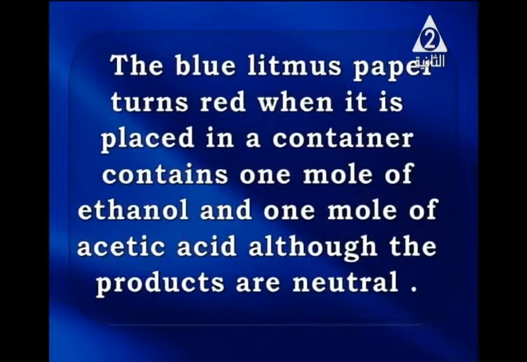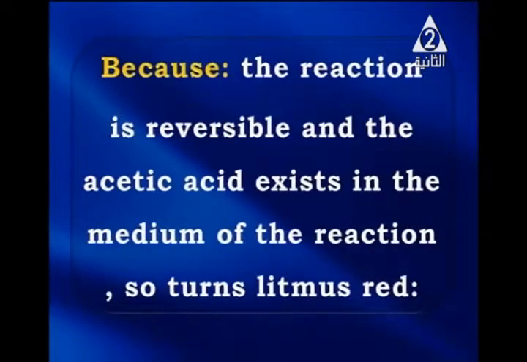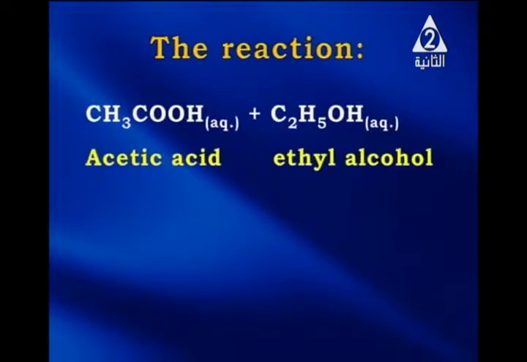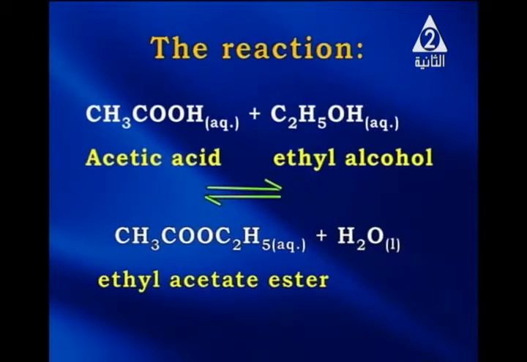So we have to give the reason at this point: the blue litmus paper turns red when it is placed in a container containing 1 mole of ethanol and 1 mole of acetic acid, although the products are neutral. We say this because the reaction is reversible and the acetic acid exists in the medium of the reaction, so it turns litmus red. So the equation, as shown on the screen, is acetic acid plus ethyl alcohol, CH3COOH + C2H5OH, gives CH3COOC2H5, which is ethyl acetate ester, and water is produced.